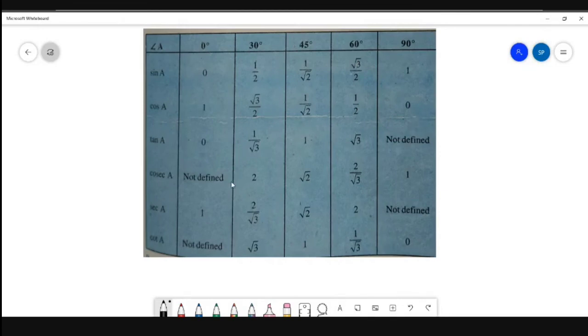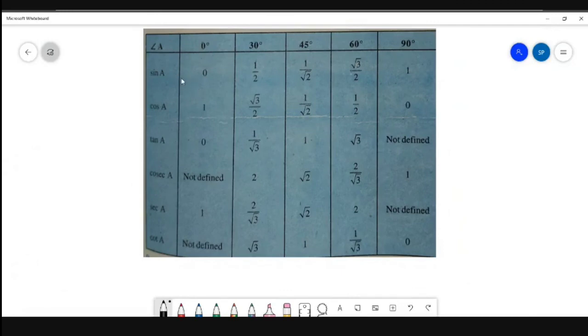Again, here cosec 0 is reciprocal of sin 0, so we must get 1 by 0. 1 by 0 is again not defined. Okay, you can remember this table also.